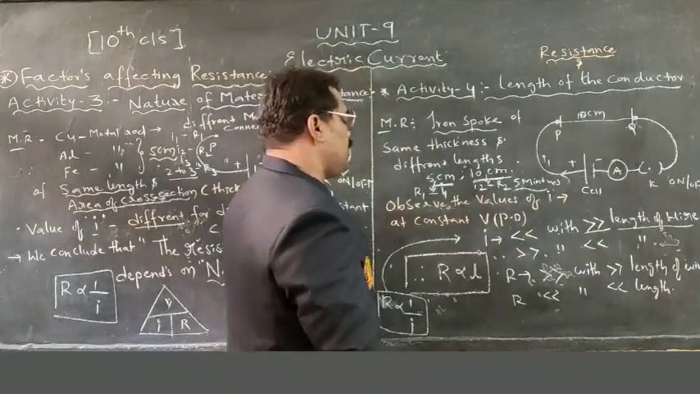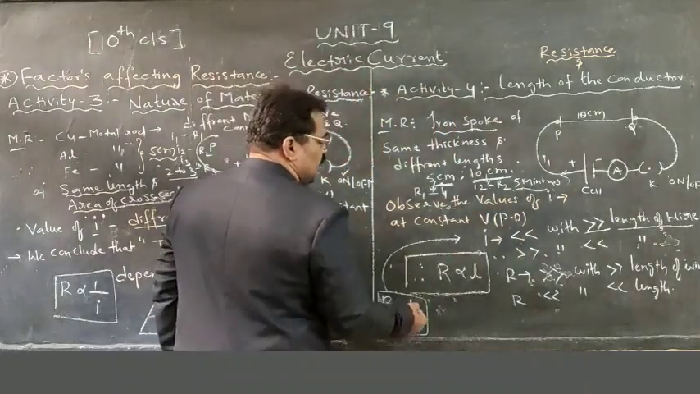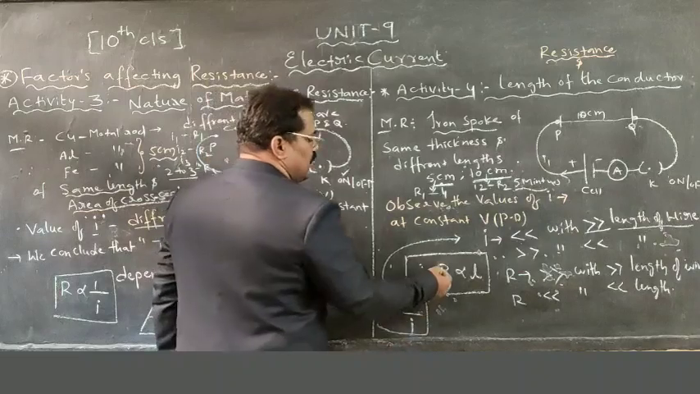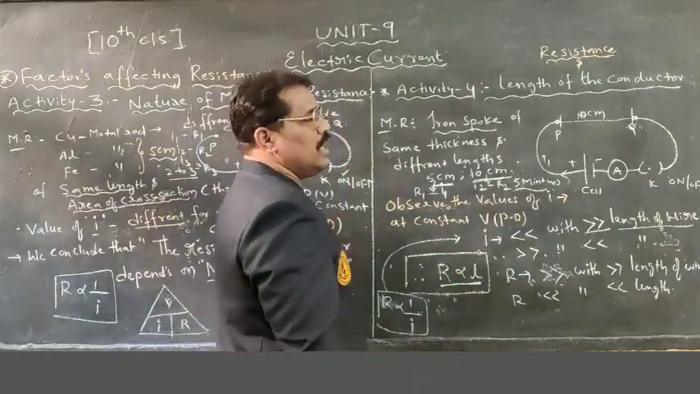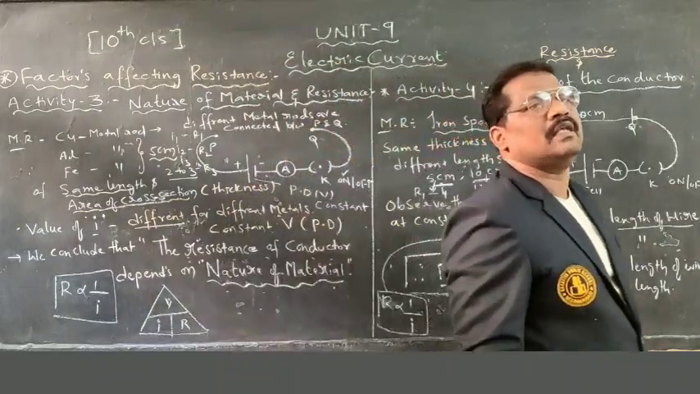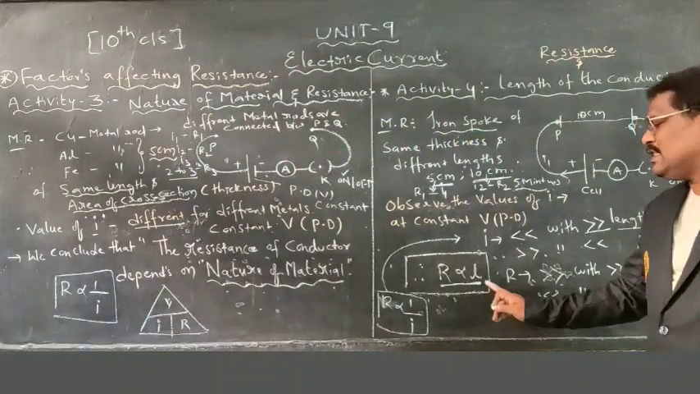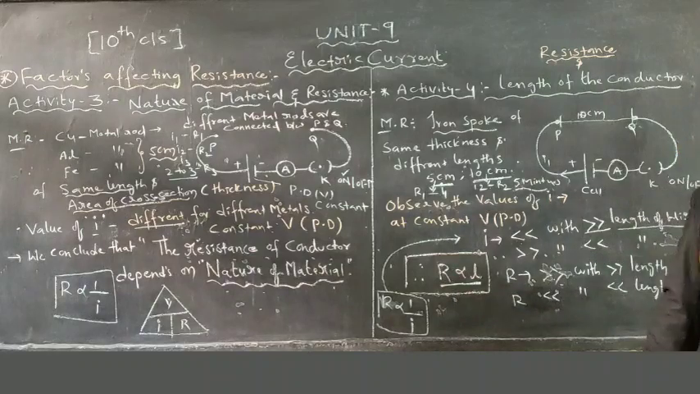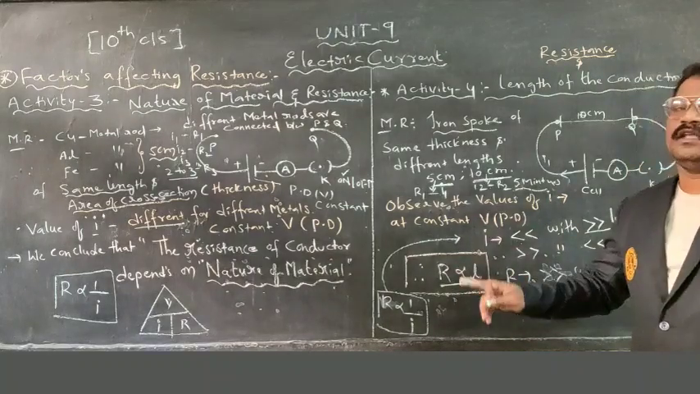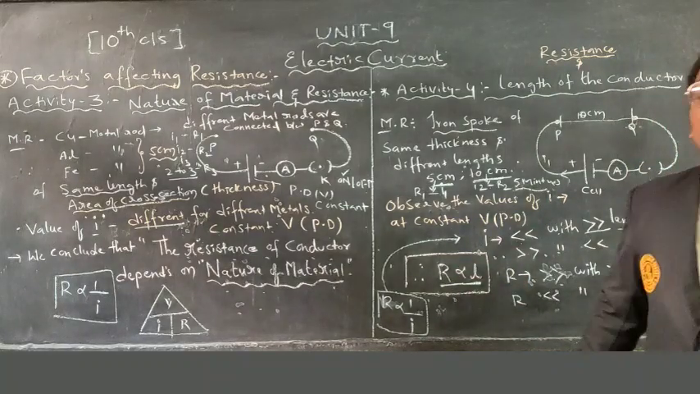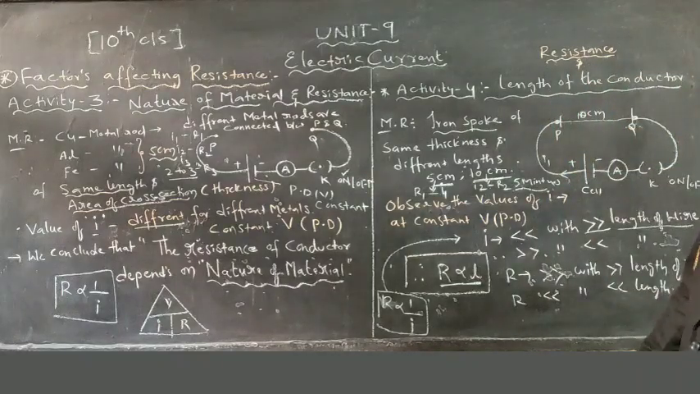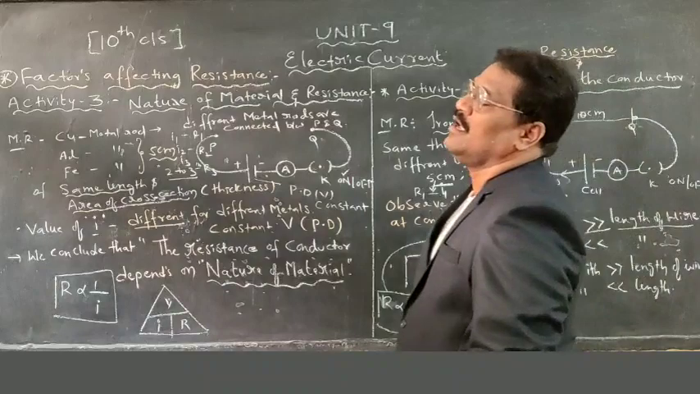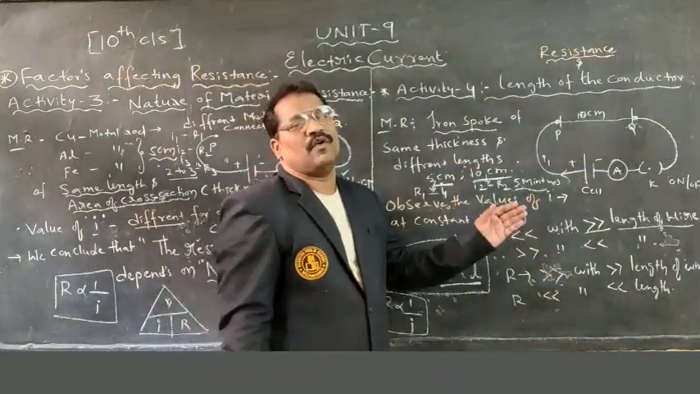Based upon that, we can frame a formula. Resistance offered by a wire is directly proportional to a geometrical factor called length. As length increases, resistance offered gradually increases. As length decreases, resistance offered by a wire also gradually decreases. That is explained clearly in this activity 4.